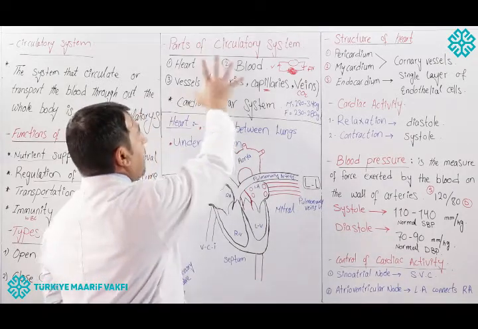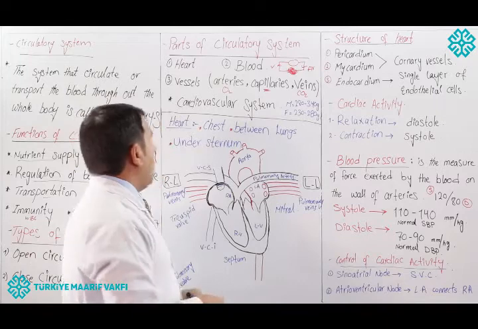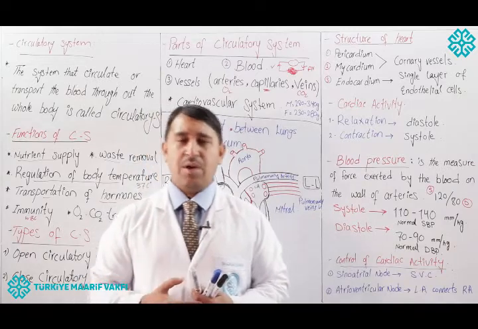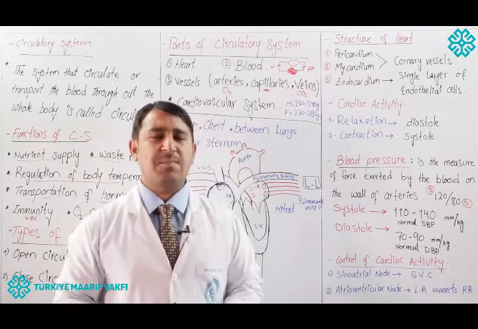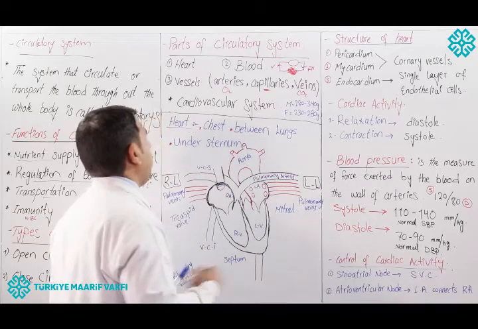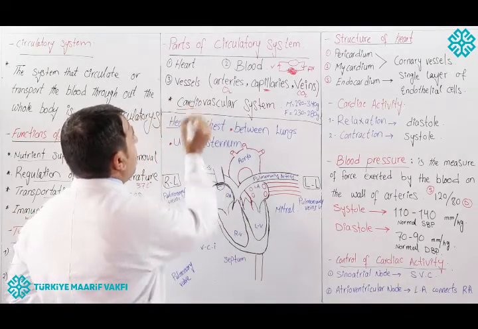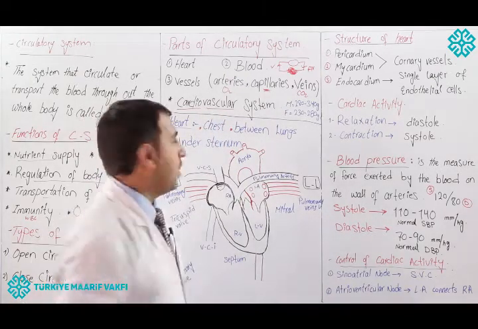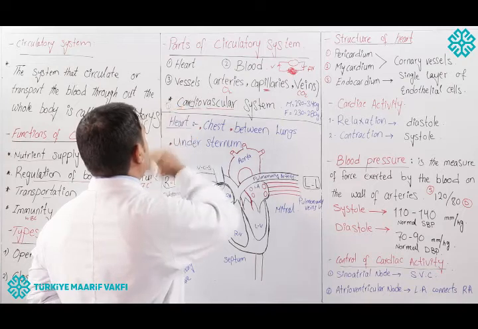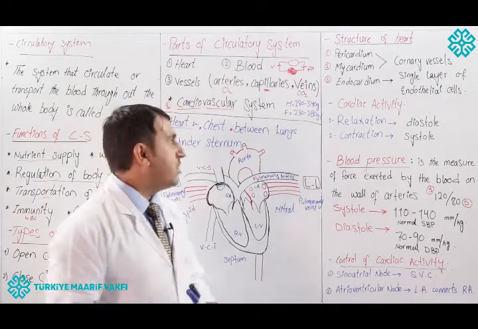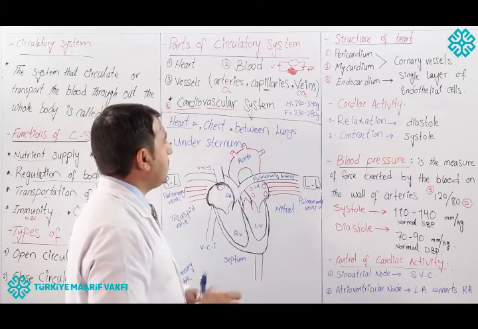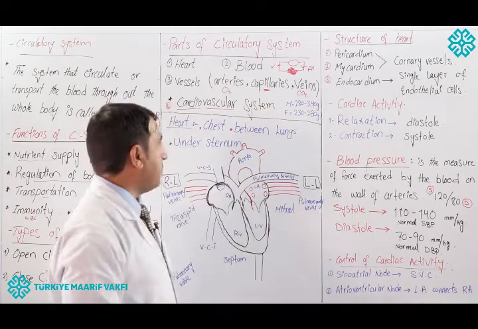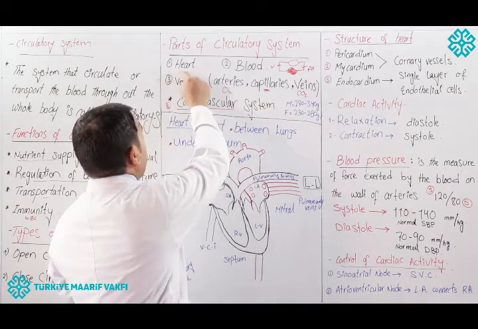Now, these are the parts of the circulatory system. And also we can say this system is named the cardiovascular system. What does it mean? Cardio means heart, and vascular means vessels. So it is the second name of the circulatory system, or our body's transportation system. That is the cardiovascular system. First of all, we are coming to the heart.